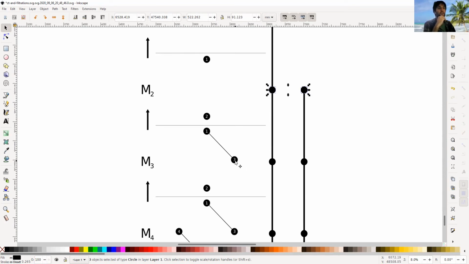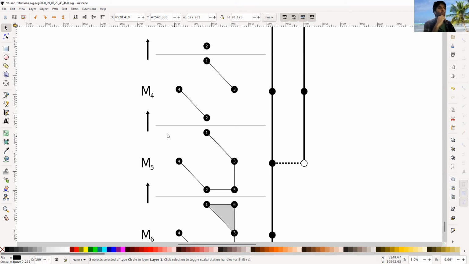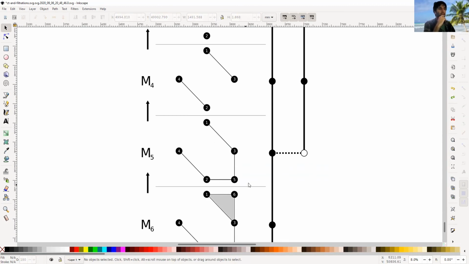And again, we have two connected components because 1 and 3 are connected. Then we add the simplex 4. We still have two connected components. And once we add the simplex 5, then the two components merge.